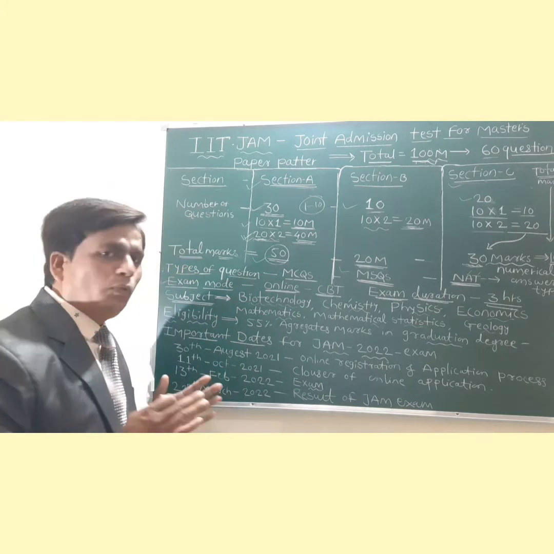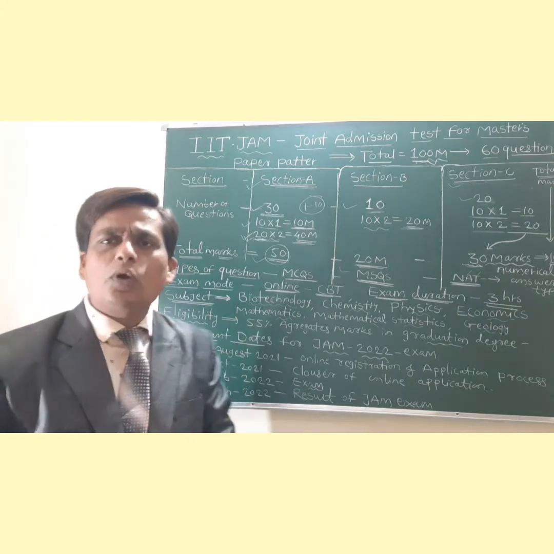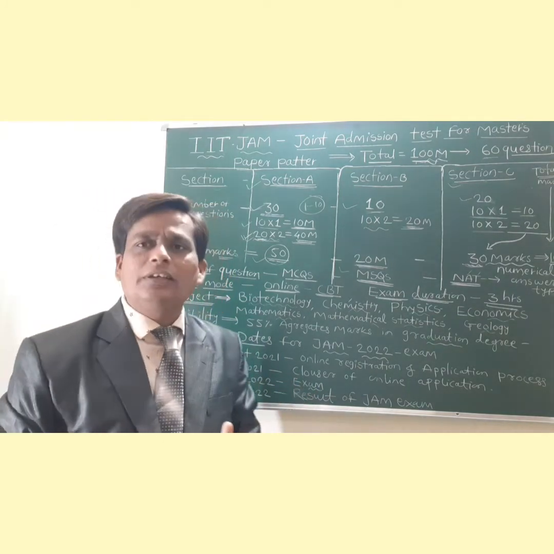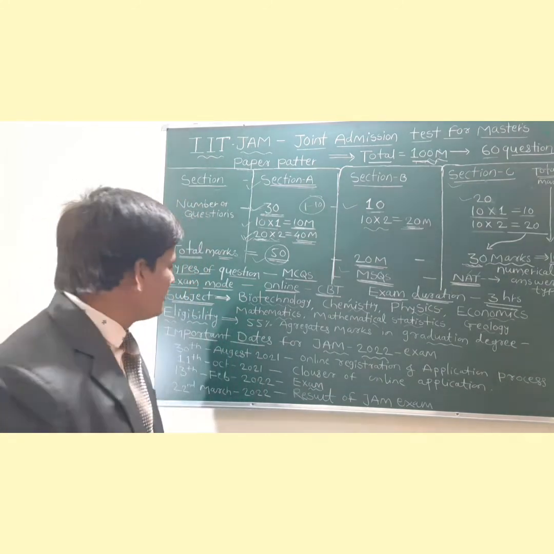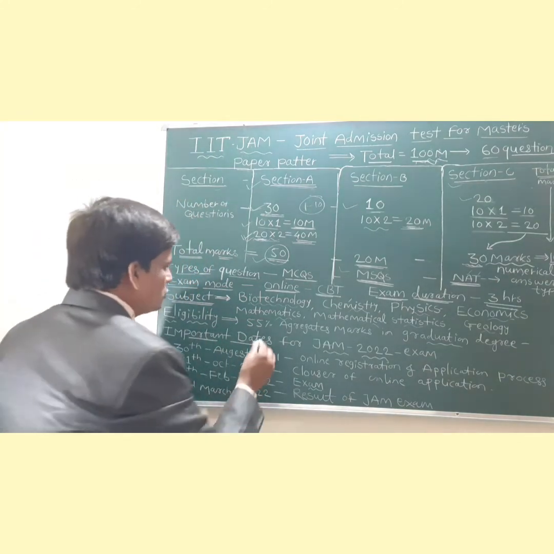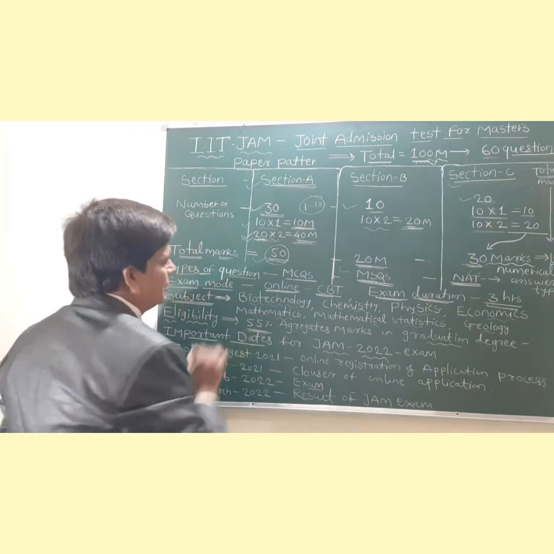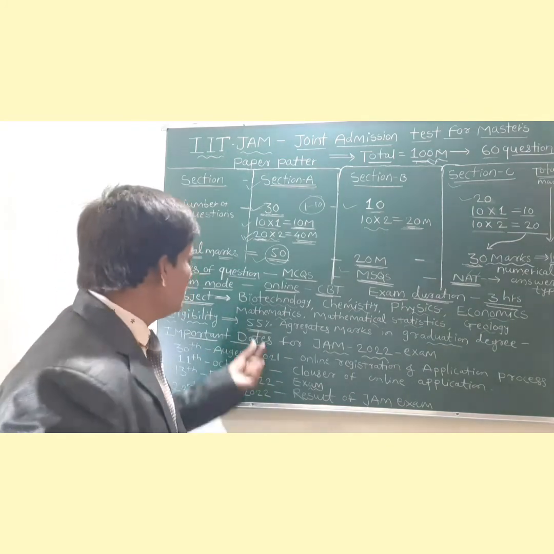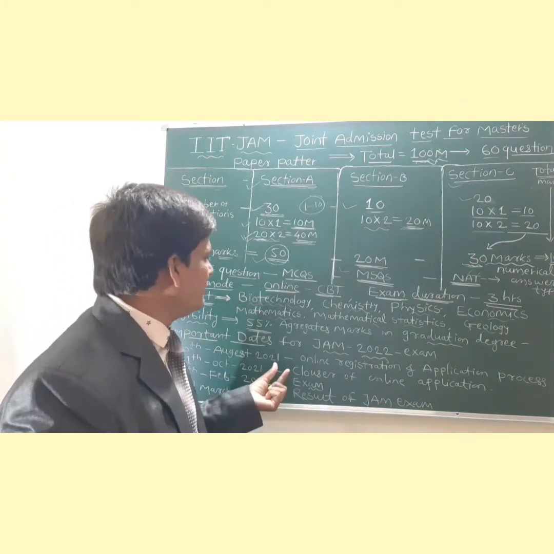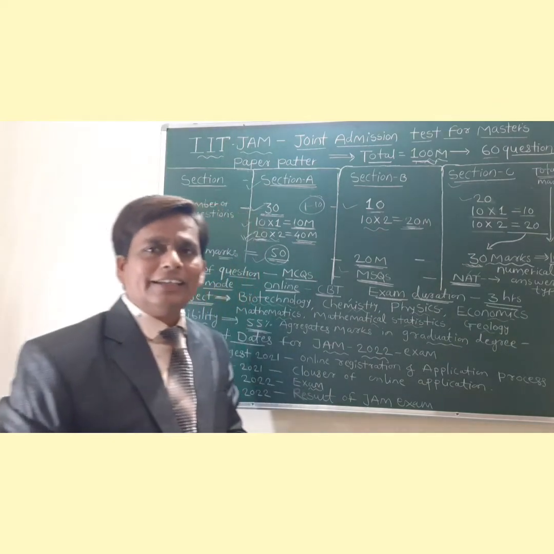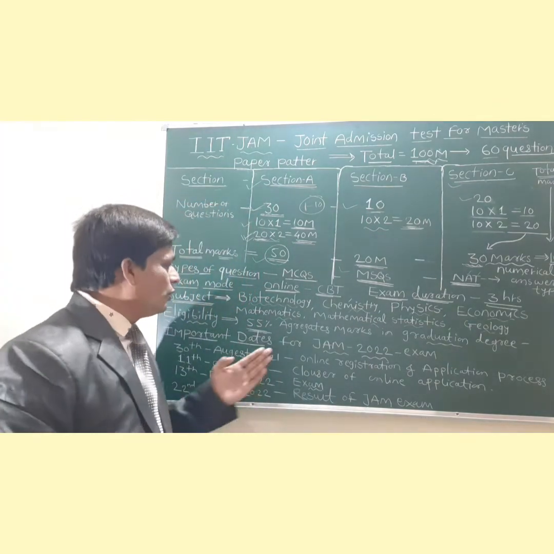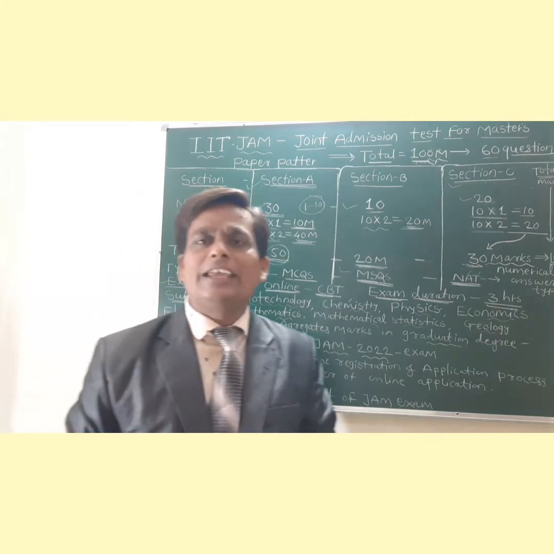Okay students? And what is the eligibility criteria? You should qualify the graduation through the science stream. That means you should complete your B.Sc degree with a minimum of 55% marks. In aggregate marks, how much? 55% aggregate marks in a graduation degree. That is the eligibility criteria. Only science stream students can give this exam.